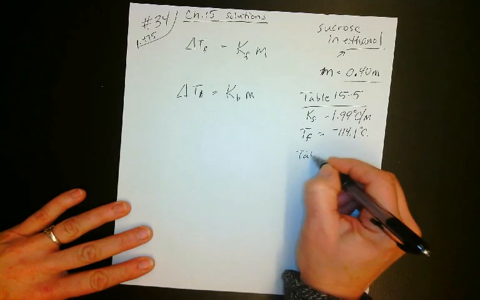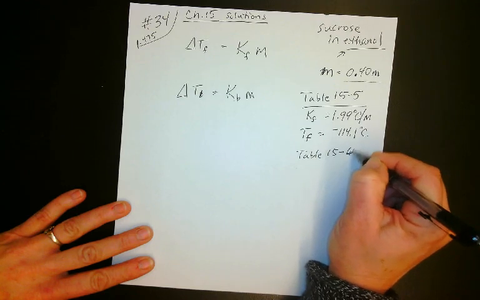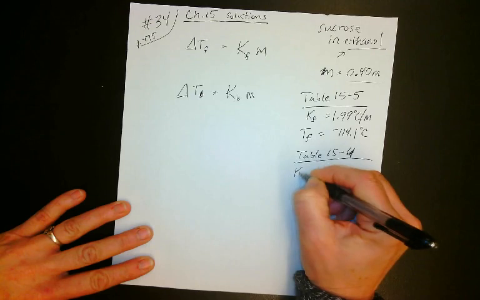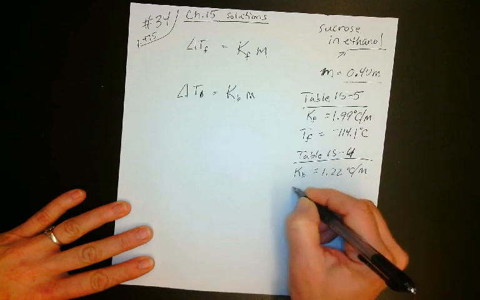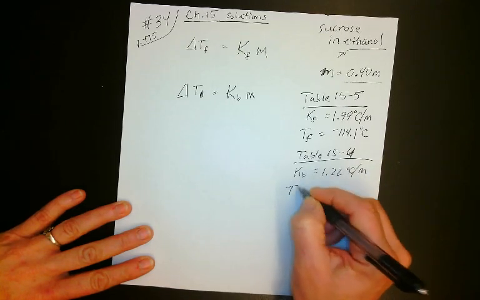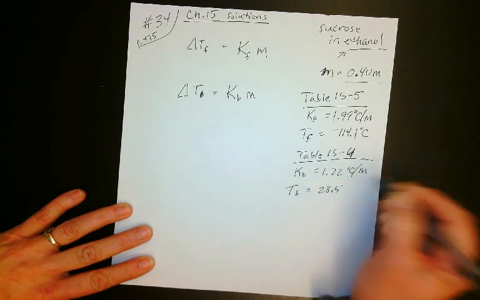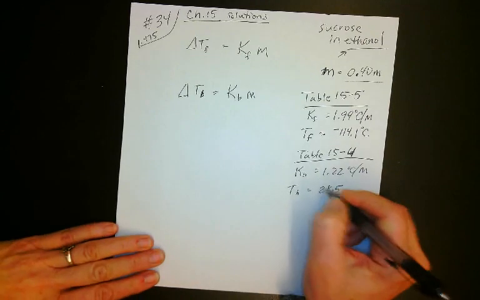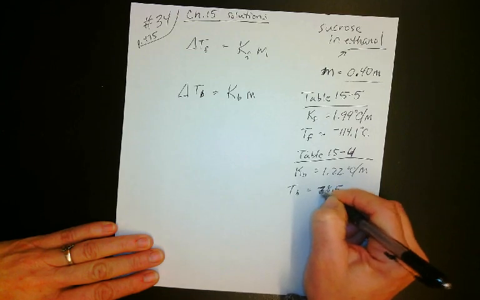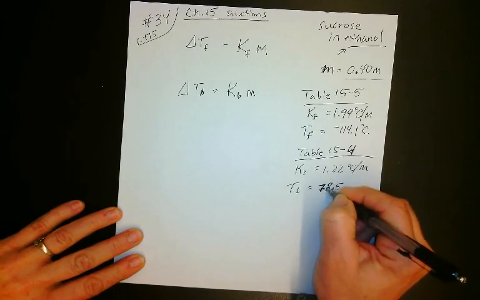And then I go to table 15-4, and I get my KB value for boiling point, and that's 1.22 degrees Celsius per molar solution. And then my temperature for the boiling point, to boil it, it doesn't take much. It is 28.5. Double check that real quick. Oh, sorry, 78.5. I thought that was a little low. All right. So around 78.5, it starts boiling.